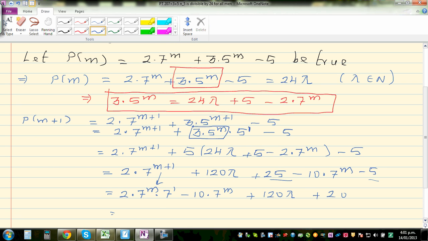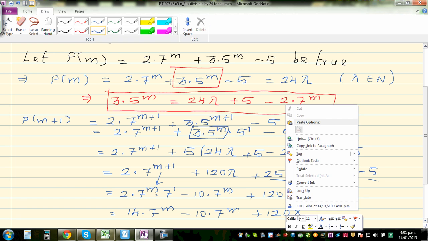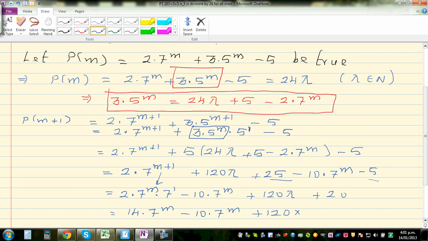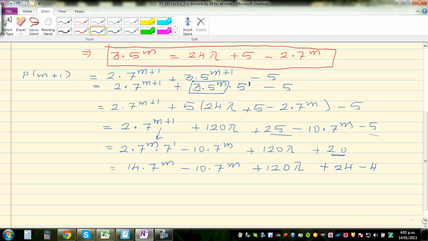So this simplifies to 14 times 7 to the power m minus 10 times 7 to the power m plus 120 lambda. Let me write this properly. 120 lambda plus 20. This 20 I'm going to write as 24 minus 4. Okay, this is a tricky step.